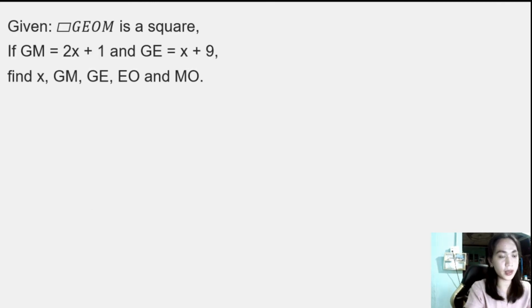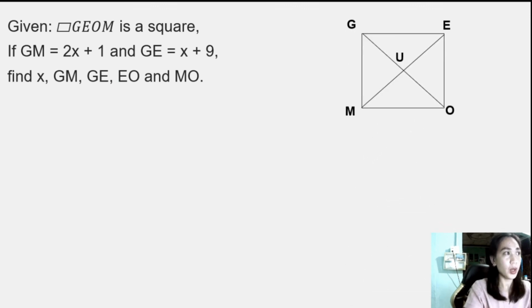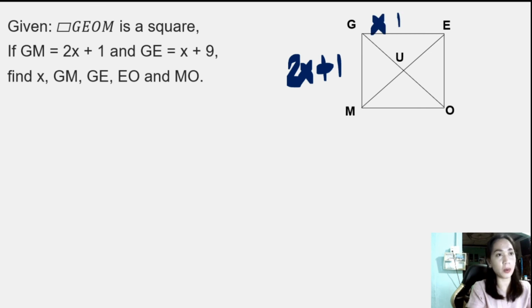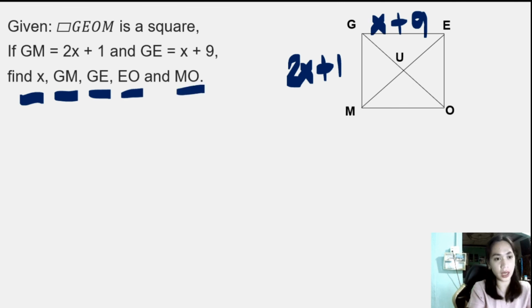Okay, let's try this example. Same, given that GEOM is a square. If the measure of GM, given natin is 2x plus 1, and our GE is x plus 9. Now, we're going to find the value of x, GM, GE, EO, and MO. So, ang hinahanap is the measure of all sides. Paano natin siyang makukuha, ma'am, if yung given natin ay meron pang x?